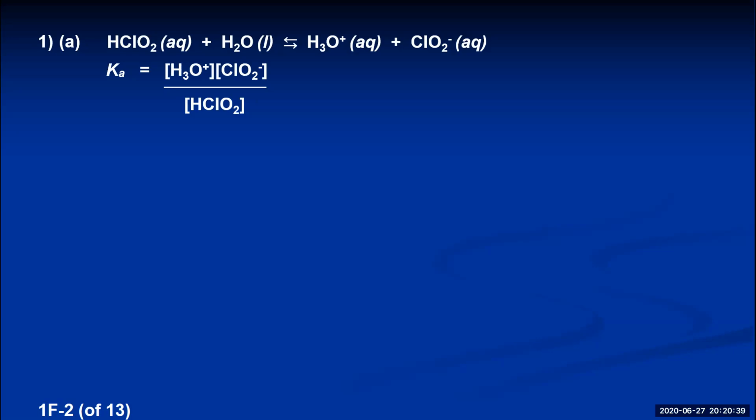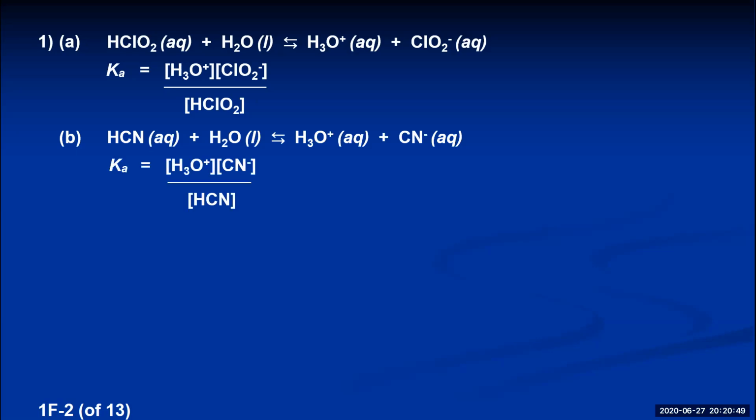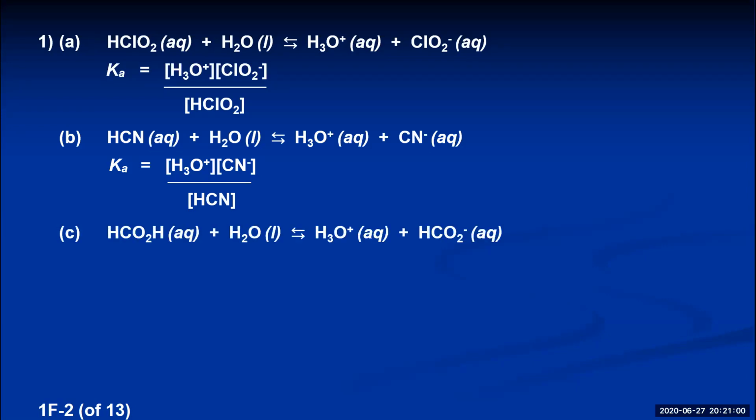molarity of chlorous acid. B, HCN plus H2O is in equilibrium with H3O plus CN minus. Equilibrium constant expression, Ka equals molarity of hydronium ions multiplied by molarity of cyanide ions divided by the molarity of hydrocyanic acid. C, HCO2H plus H2O is in equilibrium with H3O plus HCO2 minus.